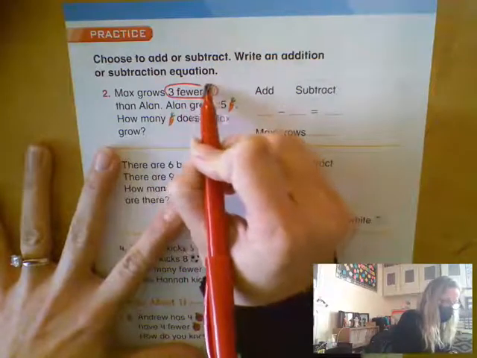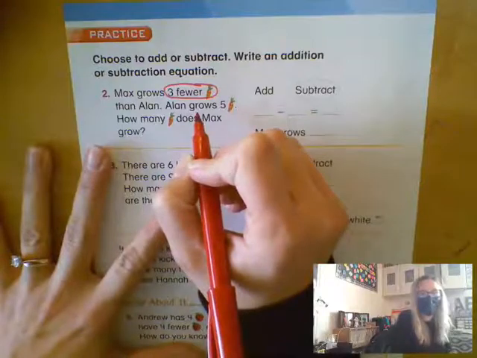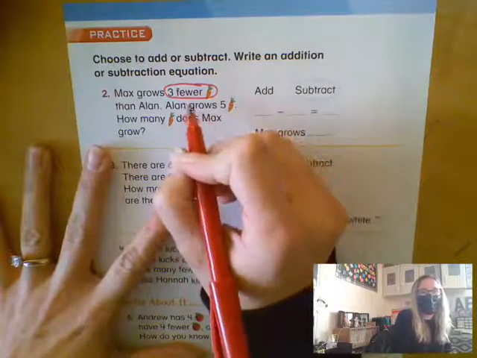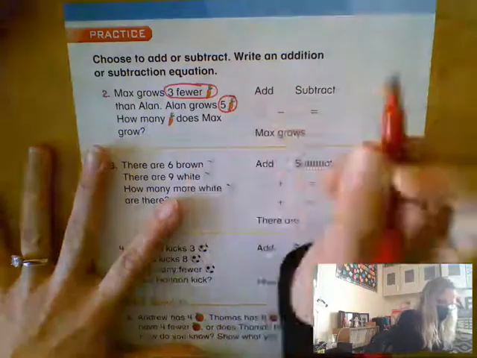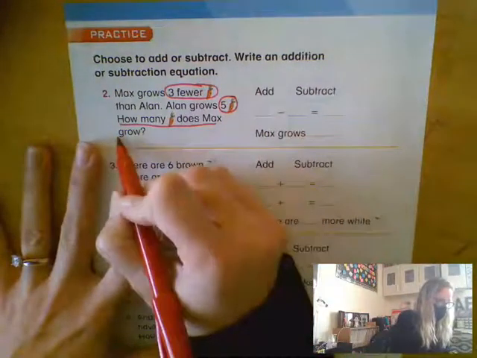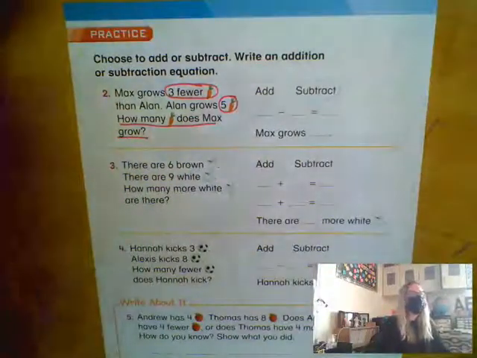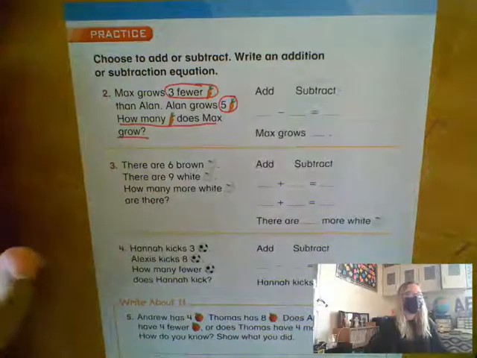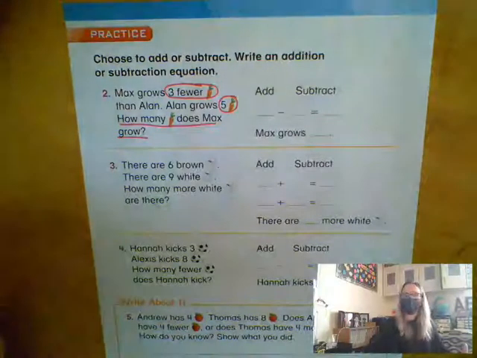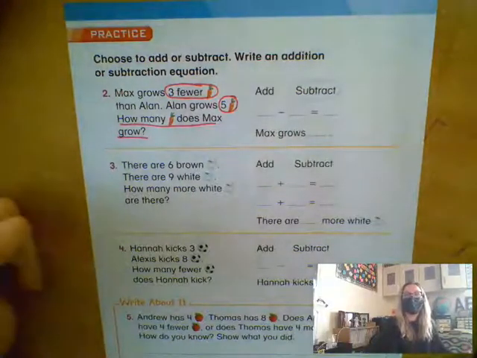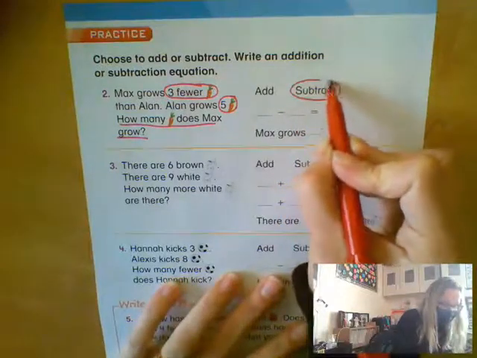So circle 3 fewer carrots. And then what does the next one say? Alan grows 5 carrots, so circle 5 carrots. How many does Max grow? All right, so are we going to be adding or subtracting? Victoria? Are we adding or subtracting? We're subtracting. So circle subtract. We're going to be taking away to find the difference.